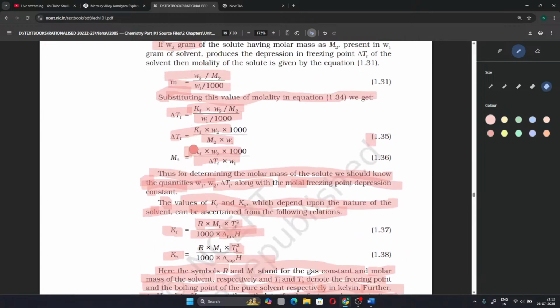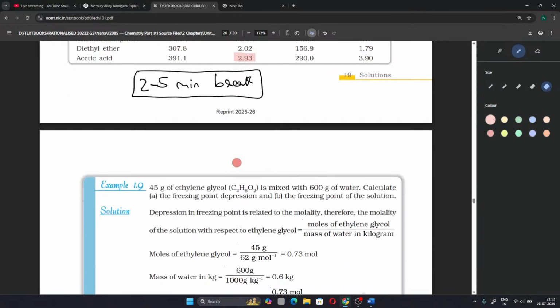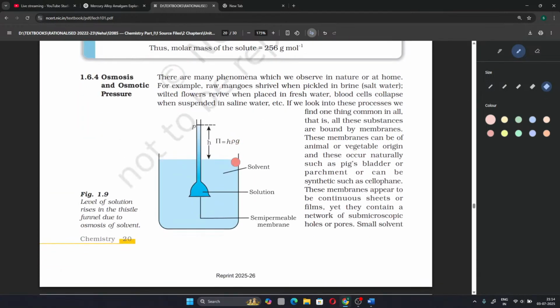And next, the fourth colligative property is osmosis and osmotic pressure. There are many phenomena which we observe in nature and at home. For example, raw mangoes shrivel when pickled in brine, salt. I mean, brine meaning a concentrated salt solution, meaning when raw mangoes are added to a brine solution, they get shriveled up.